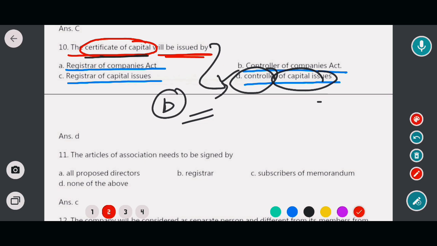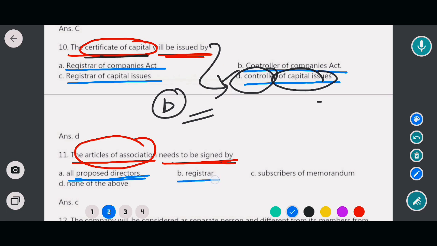Next question is on the articles of association. The articles of association need to be signed by which of the following? The options are: A, all proposed directors; option B, registrar; option C, subscribers of the memorandum; and none of the above. The correct option would be option C, that means subscribers of the memorandum.